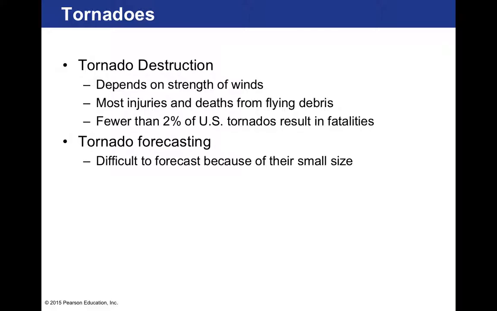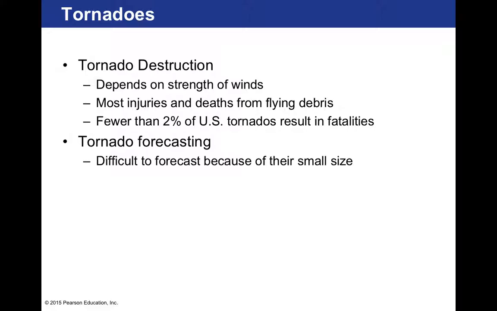All right, tornado destruction. So the next few slides, there's just a lot of pictures about tornado destruction. It really depends on the strength of the wind and also the strength of the structures that are in the path of the tornado. So most injuries and deaths are caused from flying debris, and fewer than 2% of U.S. tornadoes result in fatalities, usually because meteorologists can see these things coming.